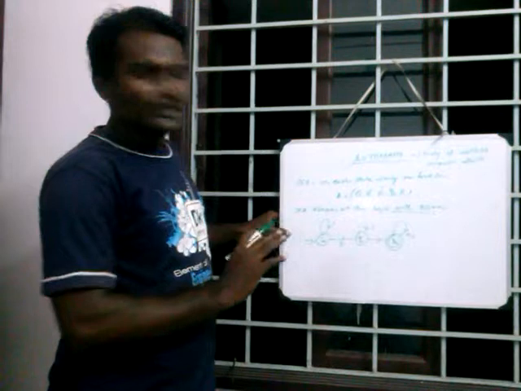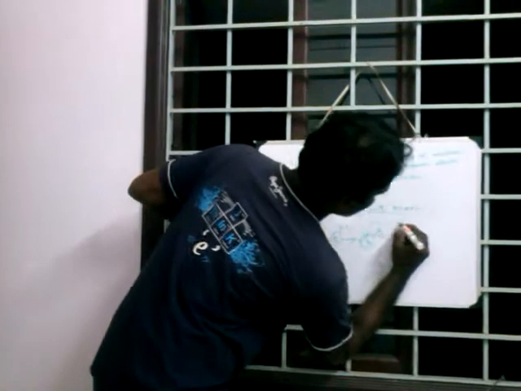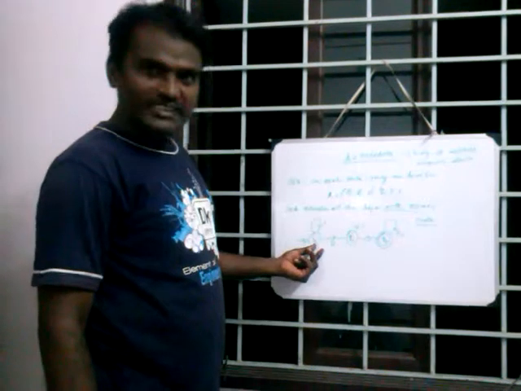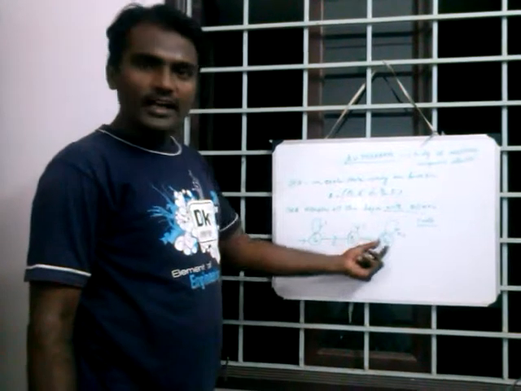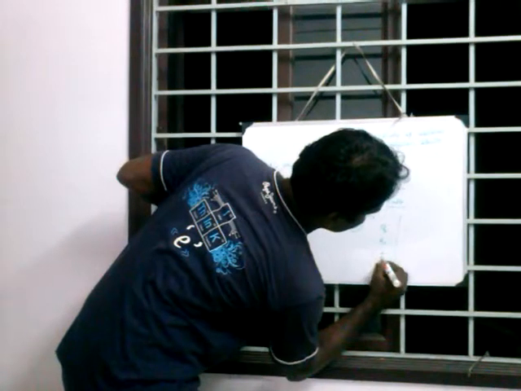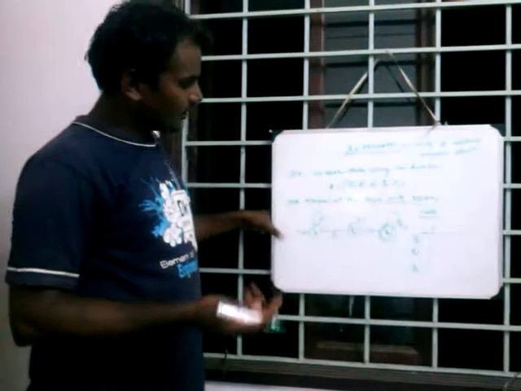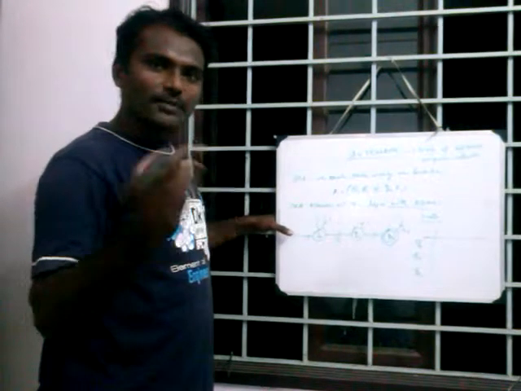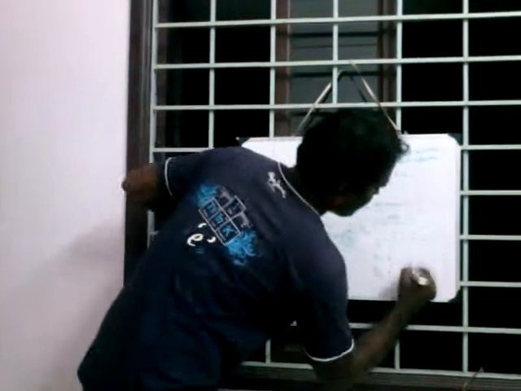Next we will go for the transition table. How many states are here? We have 3 states: Q0, Q1, and Q2. So how many input possibilities are there? We have 2 possibilities. The input symbol may be 0 or it may be 1.